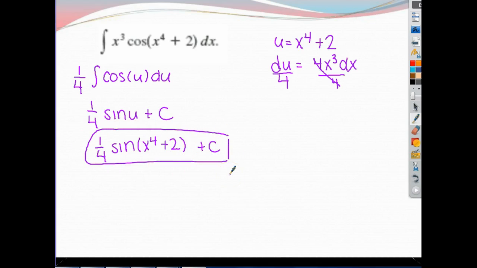To be honest, the trig stuff is easier than the polynomials. The trig is easier than the square roots and the chain rule that way, I think.